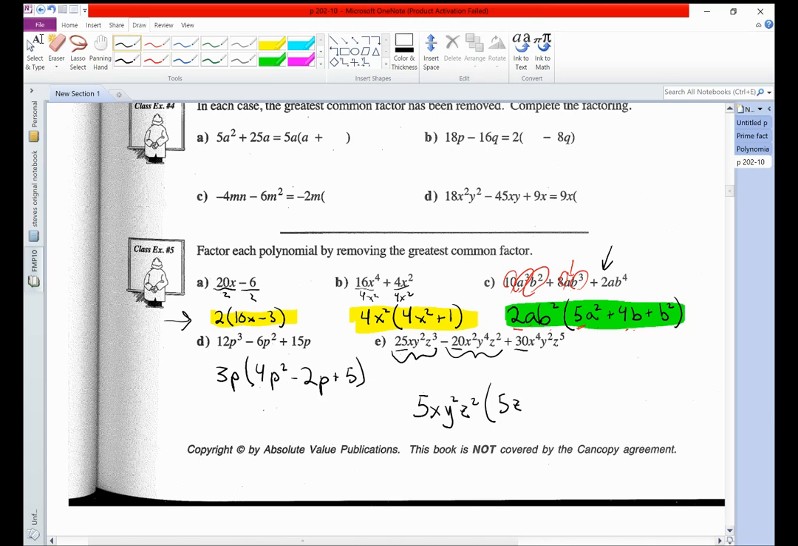Negative 20 divided by 5 is negative 4. X squared divided by x, there's 1 x left. Y to the power of 4 divided by y squared, well, there's 2 y's left. And z squared over z squared cancel. The last term, positive 30 divided by 5 is positive 6. X to the power of 4 divided by x is x to the power of 3. There's 3 x's left. Y squared over y squared cancels. Z to the power of 5 divided by z to the power of 2 means that there's 3 z's left.